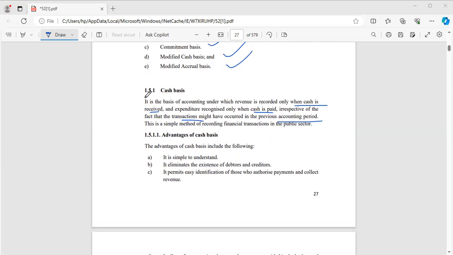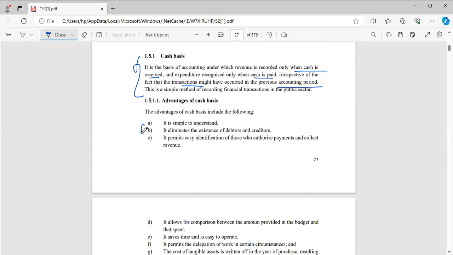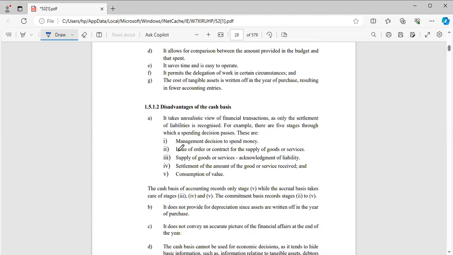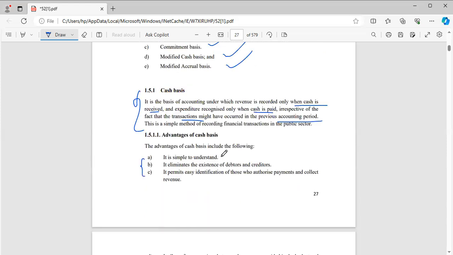All right. So if you know the definition of cash basis, please, I beg you, know at least three of the advantages and disadvantages. It's as easy as that. So the advantage is that it is simple to understand. Next, it eliminates the existence of debtors and creditors. Yes, whenever you're using your cash basis, there's nothing like debtors and creditors, because you're only recording when you receive and when you pay. It's as easy as that.